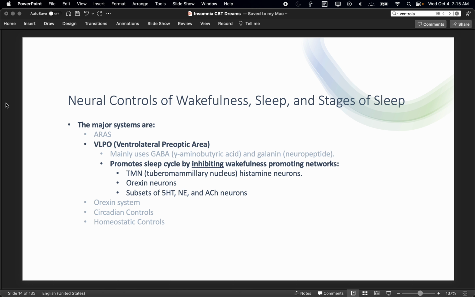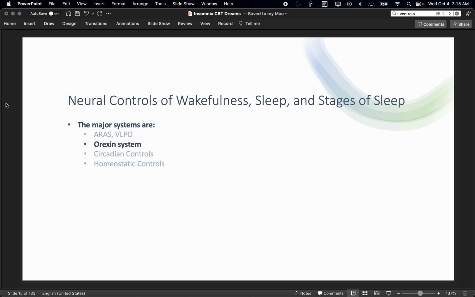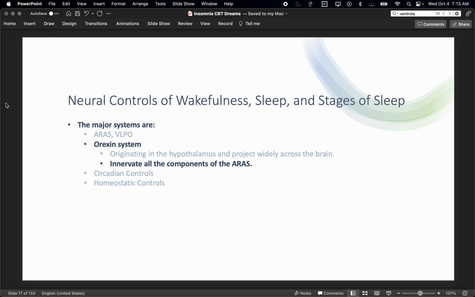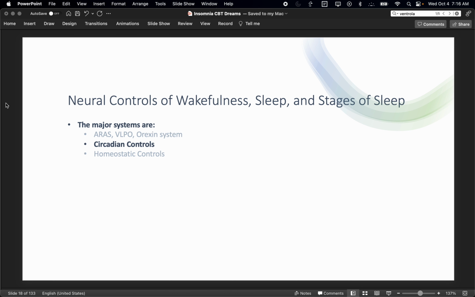Every one of the orexin neurons is also inhibited by the VLPO when it wants to promote sleep, because orexin being activated is what promotes wakefulness. And then it affects just subsections of the serotonin, norepinephrine, and acetylcholine neurons. The orexin system originates in the hypothalamus and then projects widely across the brain, effectively innervating all components of ARAS.